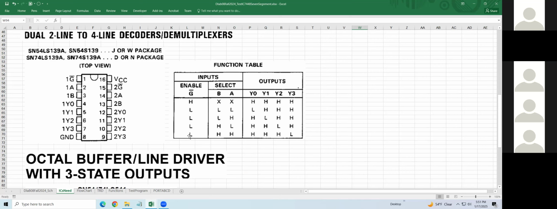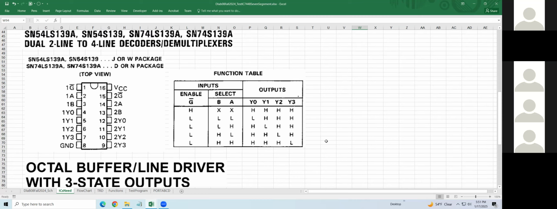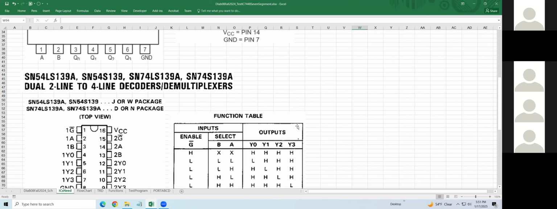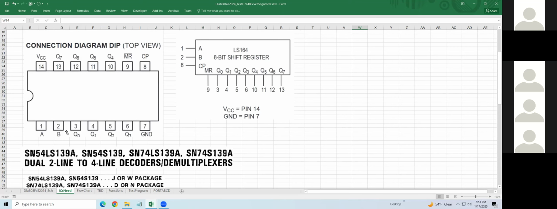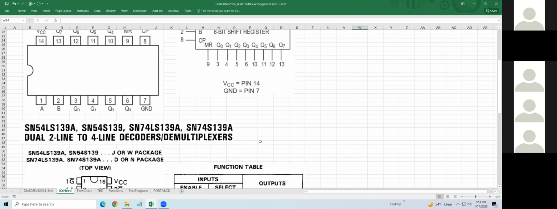And when enable is low, if you get 0, 0, the first output is 0. You see that? 0, 1, the second is 0. Next one, next 0. And the last one. Only one output will be low. This is talking about serial to parallel. Basically, you get serial input coming in, and the output coming out will be parallel.